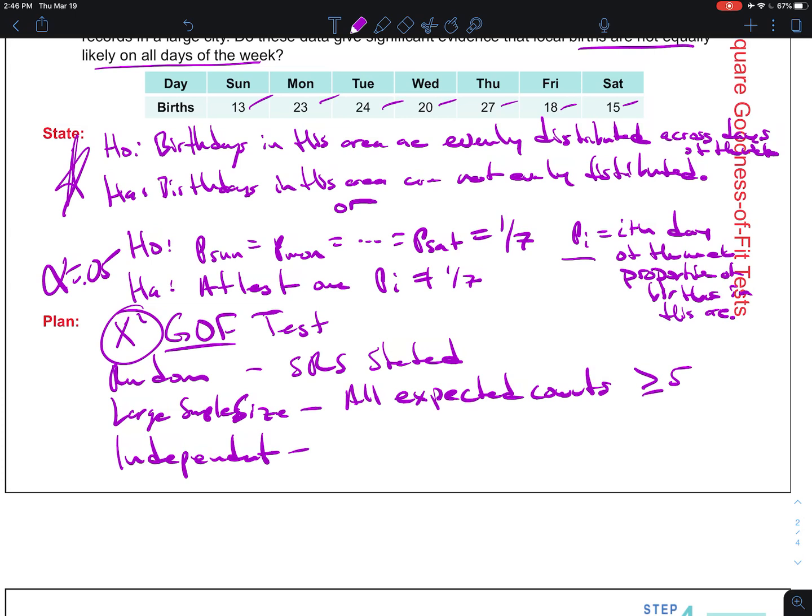Now, in this case, because we have 140 in our sample, and that's n, and 1/7 was the probability of success, so we expect 20. If they are truly evenly distributed, we need 20 births each day, and all those expected counts are greater than 5 because they're all 20.